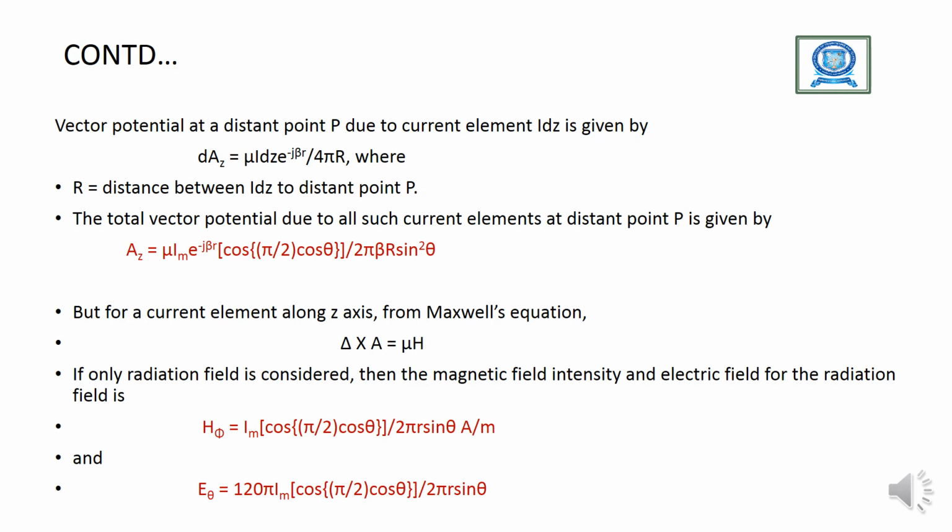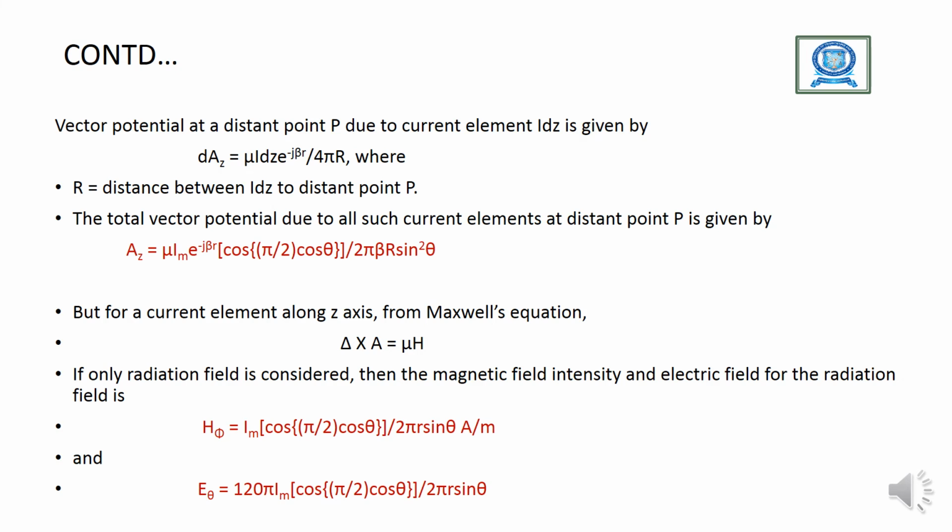H phi is equal to Im cos(pi by 2 cos theta) divided by 2 pi r sin theta, in A per m, and similarly E theta is equal to 120 pi Im cos(pi by 2 cos theta) divided by 2 pi r sin theta. This is actually a very big derivation, but in this case you just have to know the field intensity equations and the electric field equation for the radiation that is generated.